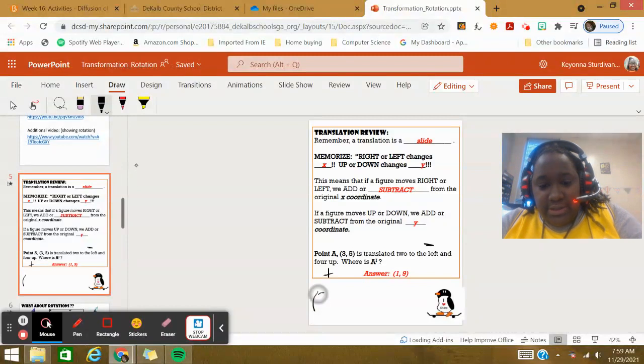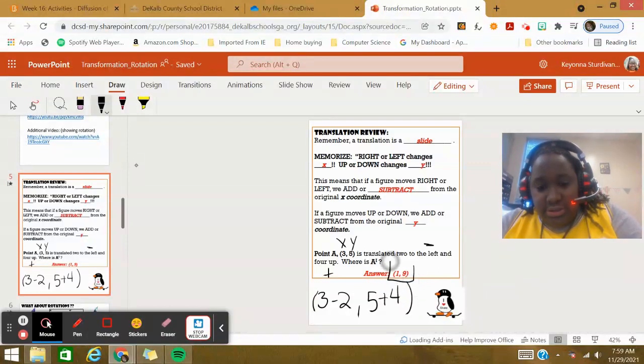We have 3 minus 2 to x. And then we have 5, which is my y. And remember, you can label your x and y. And then 5 plus 4, which means that your new coordinate will be 1 and 9.